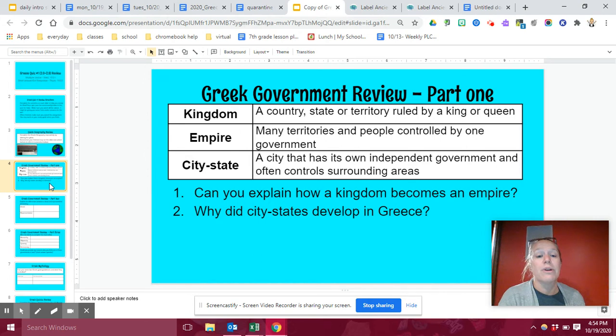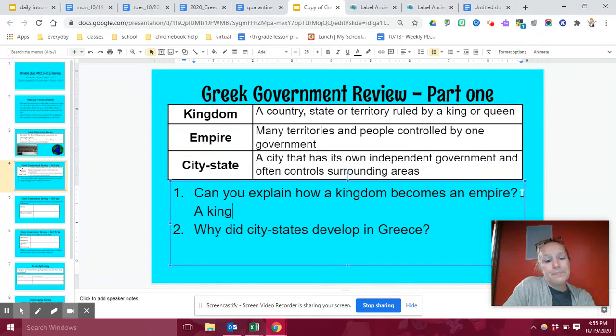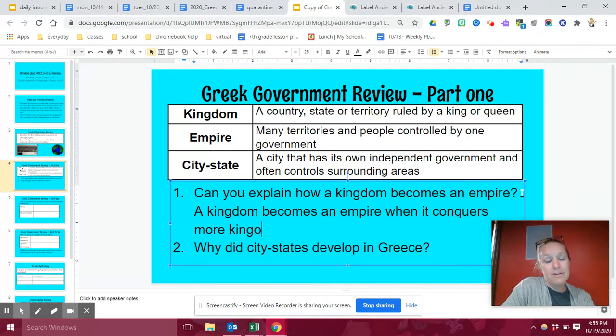All right, so this is one of our short answer questions. It gives us a quick review of a kingdom and empire in a city-state. What it wants us to explain is how a kingdom becomes an empire. You would write this in complete sentences, right? Because this is a short answer question. So you would put: a kingdom becomes an empire when it conquers more kingdoms and rules them as one.